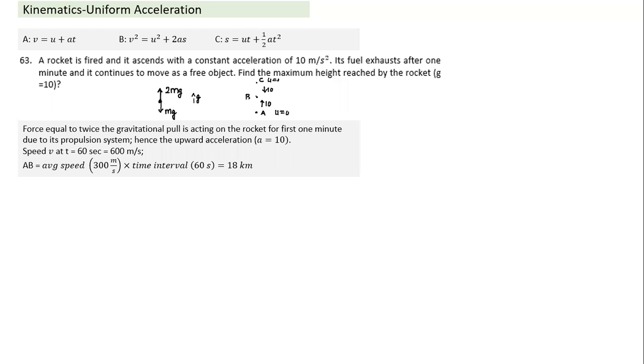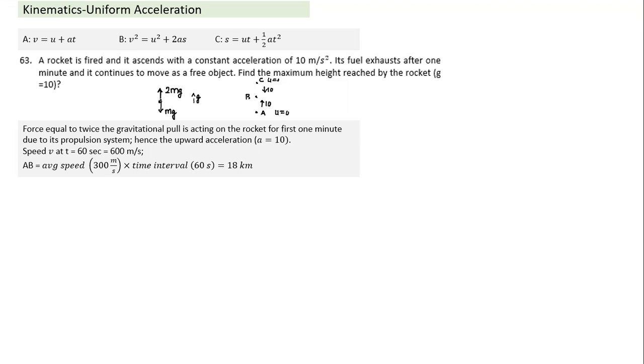So I can calculate the velocity here. It will increase from 0 to V, and again decrease from V to 0, and we can calculate the total height. We can do it step by step. Acceleration is 10, hence the velocity at 60 seconds will be 600. So the average speed from 0 to 600 will be 300, and the time interval is 60. So 300 into 60, converted from meters to kilometers, is 18 kilometers.